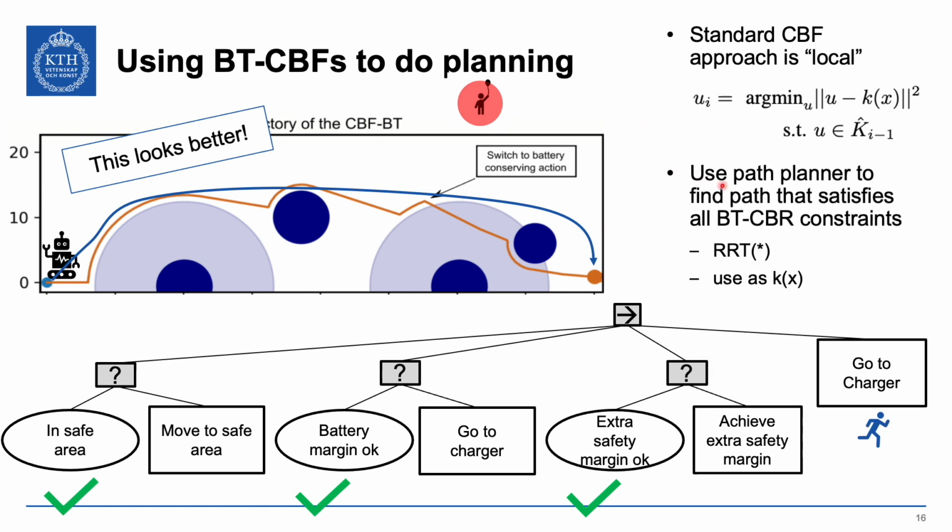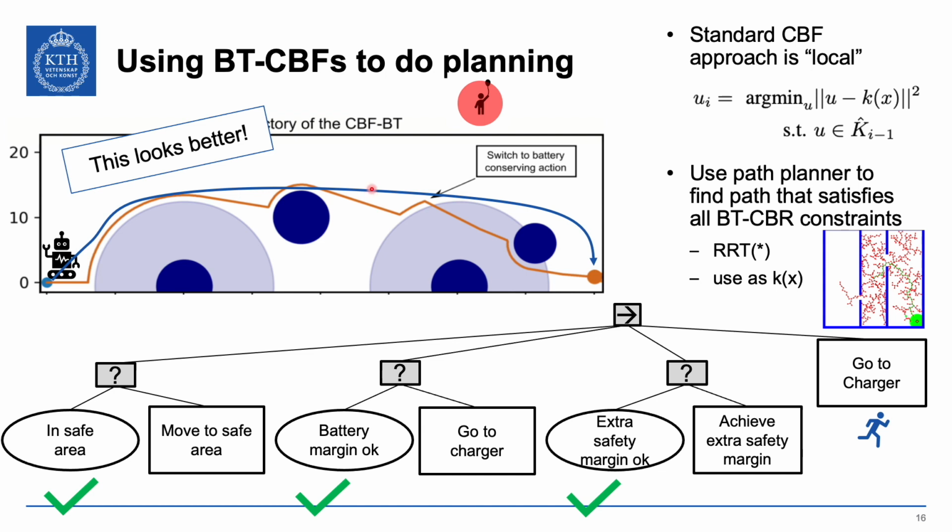So you just use a path planner, whatever you prefer, perhaps an RRT, and you find a path that satisfies all your BT control barrier function constraints. So this is an example of RRT, if you like RRT, or you can do RRT star as well. Usually you look at the free space and the obstacles, then you just add these control barrier functions: safe area, battery margin okay, extra safety margin okay. Add those as obstacles in your path planner. Then you get a path plan that goes all the way, or as long as you like.